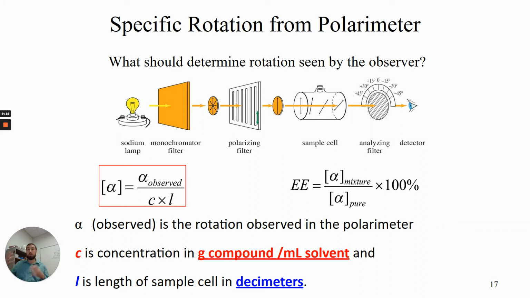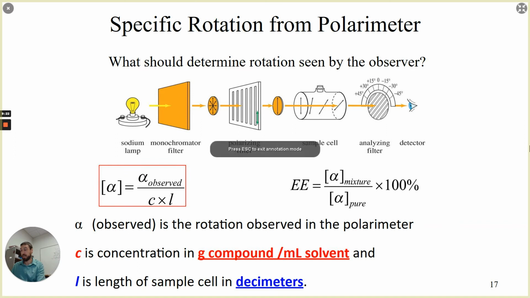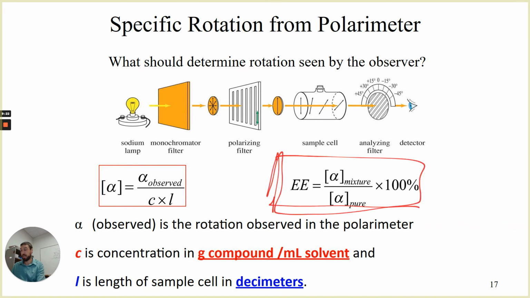Well, what can you get out of the specific rotation? Okay, well, the specific rotation we can put into a formula to get us, more importantly, the EE. Well, what did we say EE was? That was in our last video. That's the enantiomeric excess. Okay, so how much I got out of that sample.